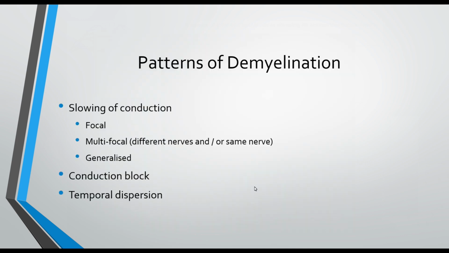So in terms of patterns of demyelination, we are looking for slowing of conduction, which might be focal, particularly for the focal neuropathies. It might be multifocal, which might be different nerves and or even patches within the same nerve, or perhaps more generalized slowing of conduction, and of course conduction block itself and temporal dispersion.